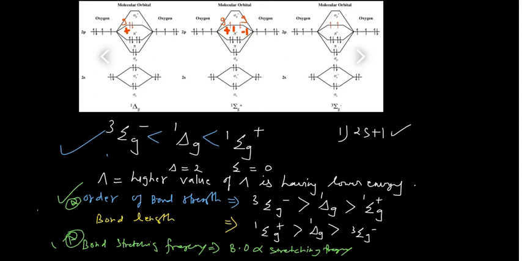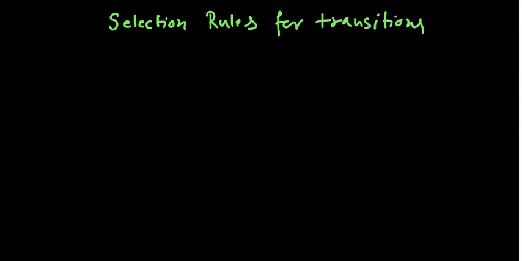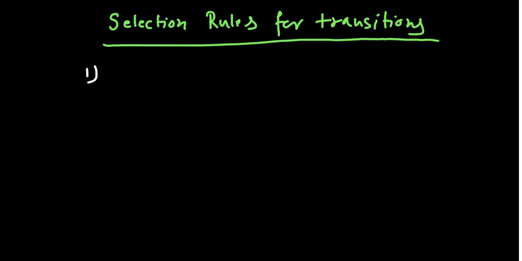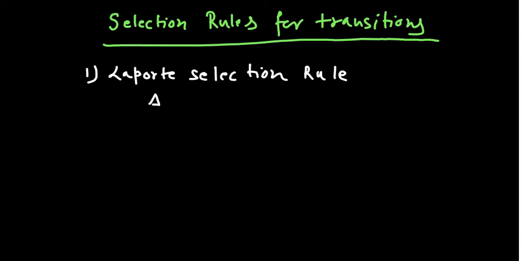Now moving to the next one. The next thing is the selection rules for electronic transitions. I have already told you this in my coordination chemistry lecture, where I determined the atomic term symbols. But let us recollect what we have learned so far. First is the Laporte selection rule. What the Laporte selection rule says is that if delta lambda is equal to 0 or plus minus 1, then the transitions are allowed. Please remember.